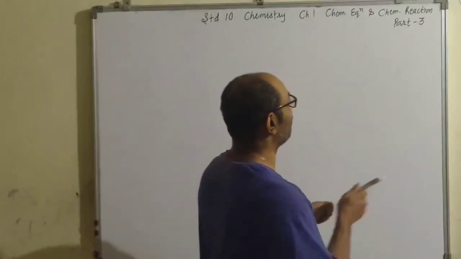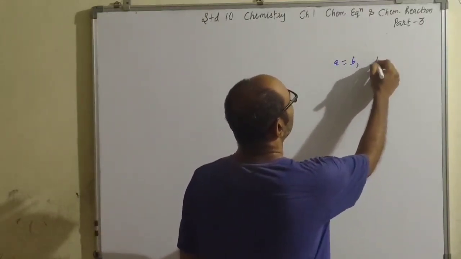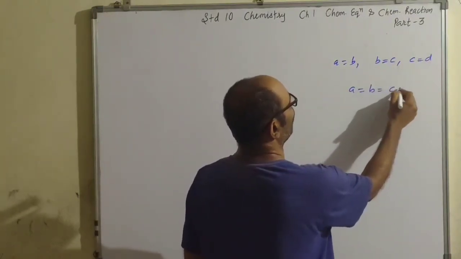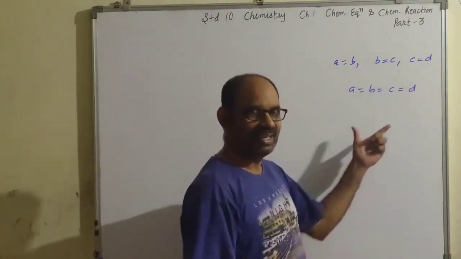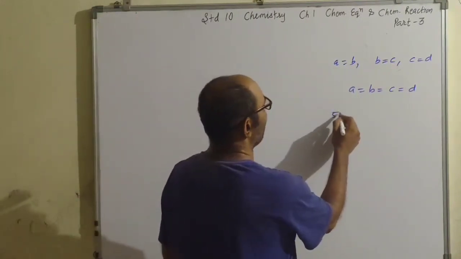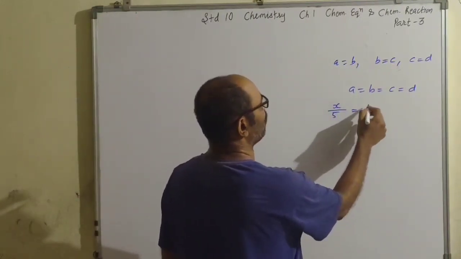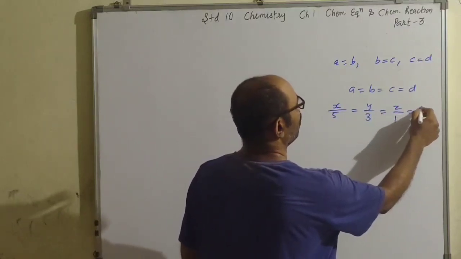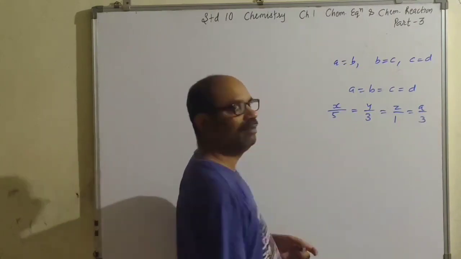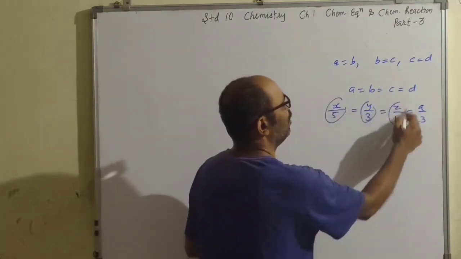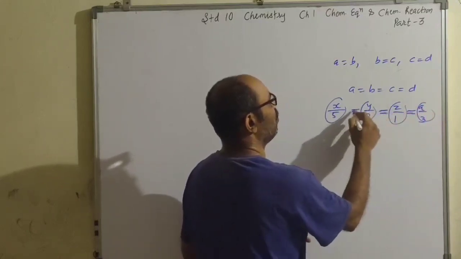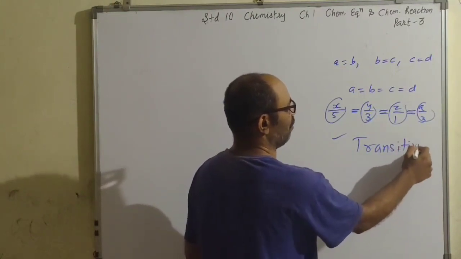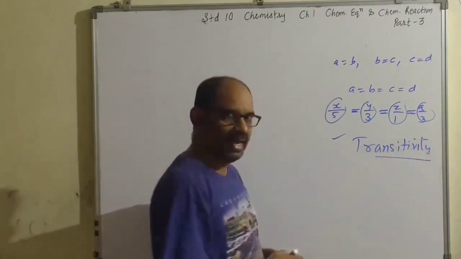You have learnt about transitivity. If A equal to B, B equal to C, C equal to D, then you can say A equal to B equal to C equal to D. Correct? Say suppose X upon 5 is equal to Y upon 3 is equal to Z upon 1 equal to A upon 3. They are all equal, and they are written together, see? Equal, equal, equal. This is the transitivity property of equality. Correct?